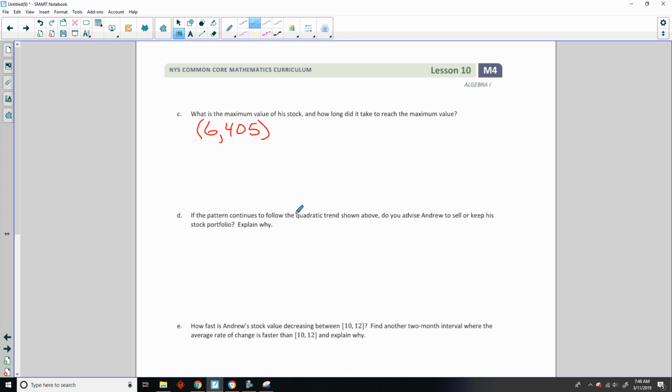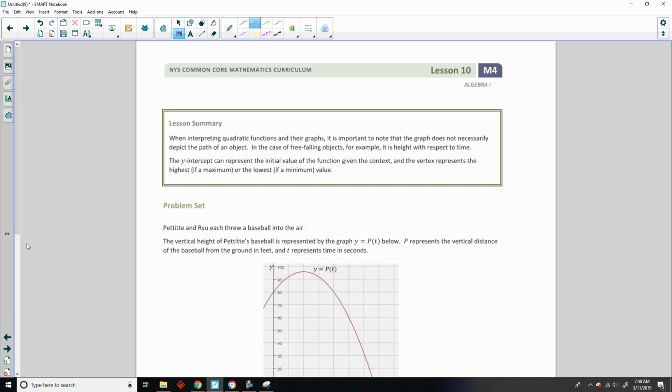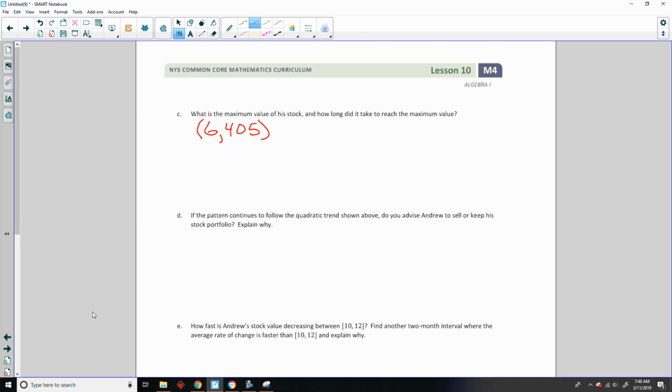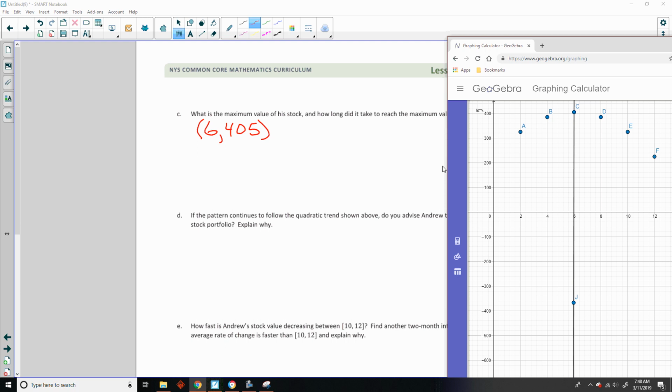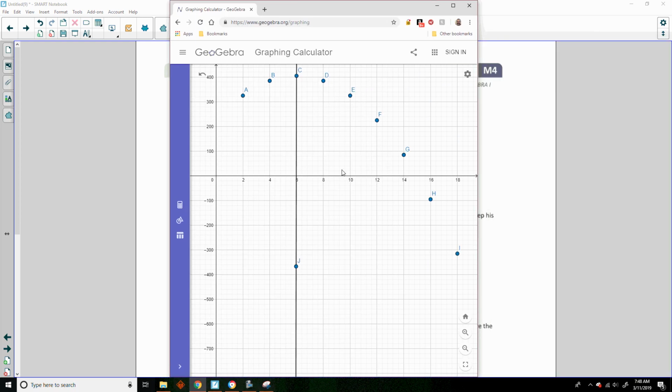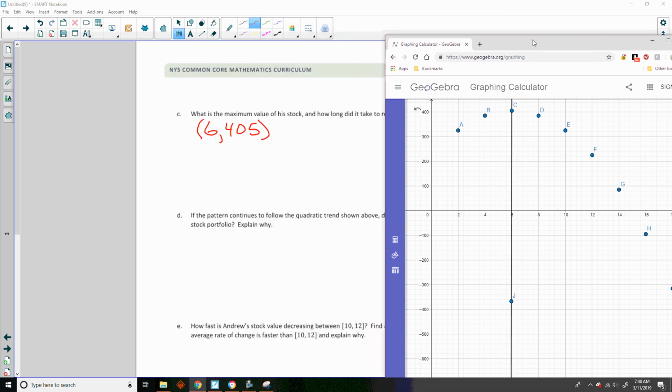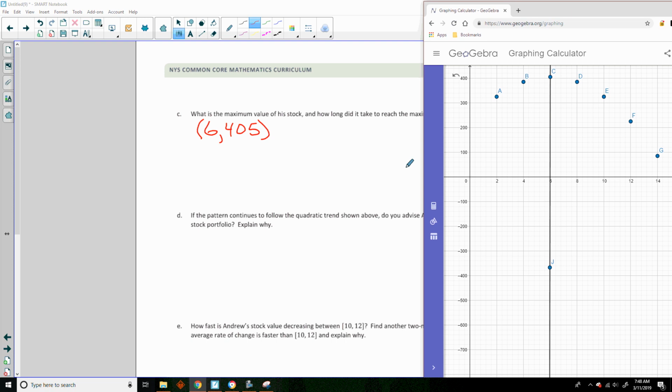D says, if the pattern continues to follow the quadratic trend shown above, do you advise Andrew to sell or keep his stock portfolio, and explain why? Well, if the trend is continuing, then what's going to happen here is, this is just going to keep going down, down, down, and he's going to go into deeper and deeper debt with his broker. So he will become broker.